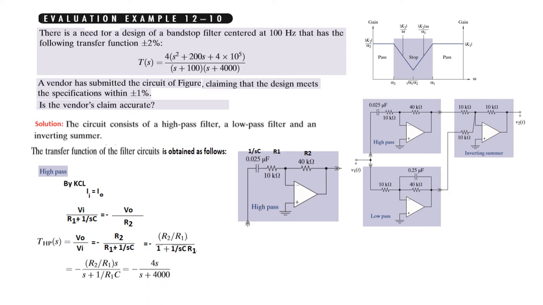From here, we can get the transfer function, which is V out over V in, and so we get this value, and we just manipulate. Divided by R1, we get it in this form, and multiplied by S, this is the form. Now by putting in the values of the components given, we can find it to be 4S divided by S plus 4000.